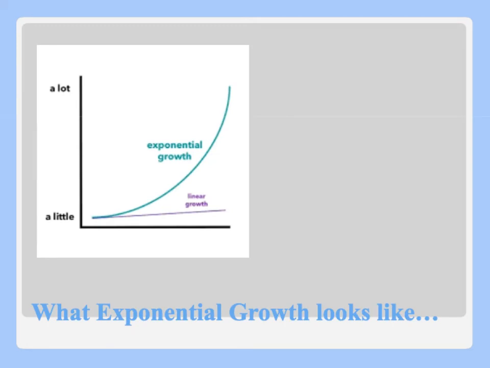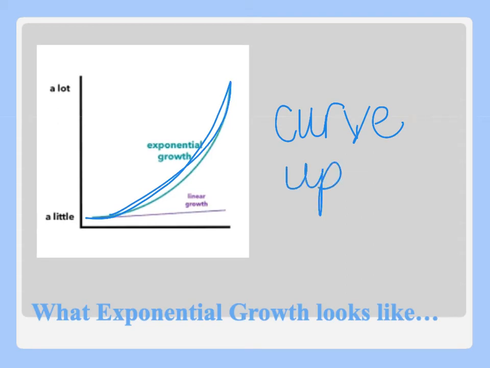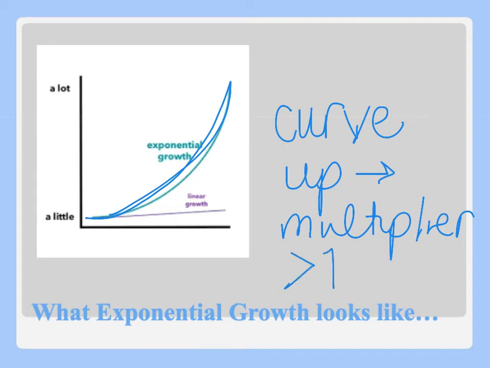Exponential growth looks like a curve, and it's an upward facing curve when the multiplier is greater than 1. So if you're multiplying by 1.5 or 2 or 3, it's going to be an upward facing curve.